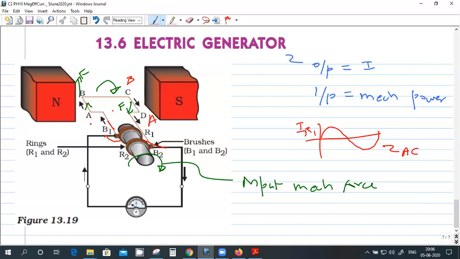That should be connected to the rotating part. So one of them should rotate. If the ring is rotating, then the rotating part should be connected to the ring, and the external wire should be connected to the brush. I think that is more likely.